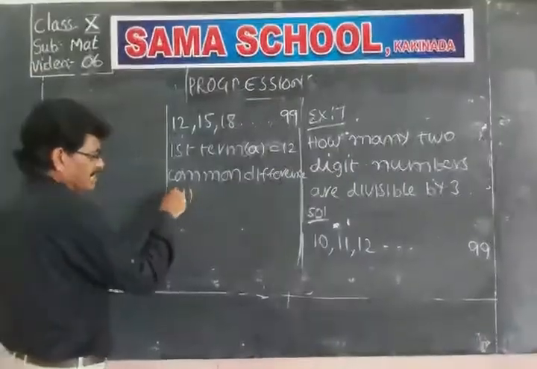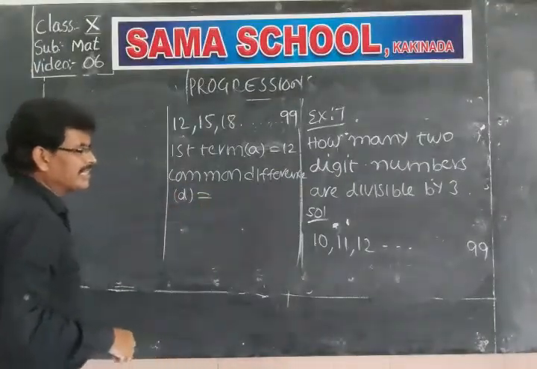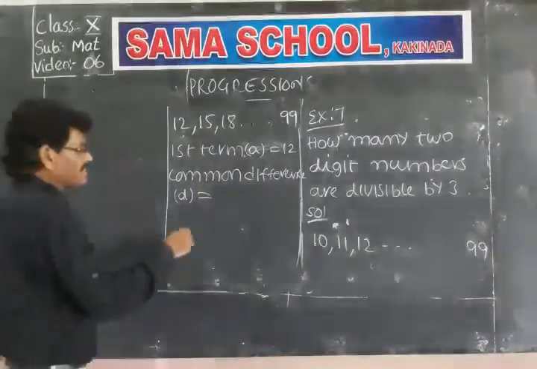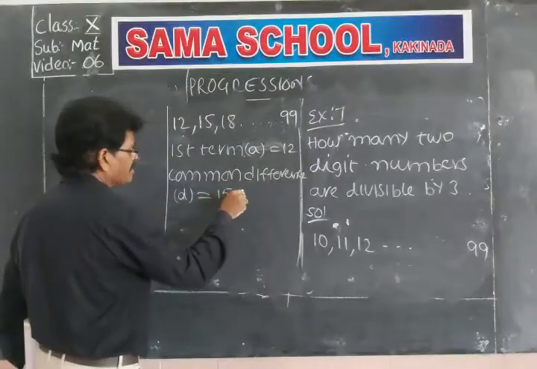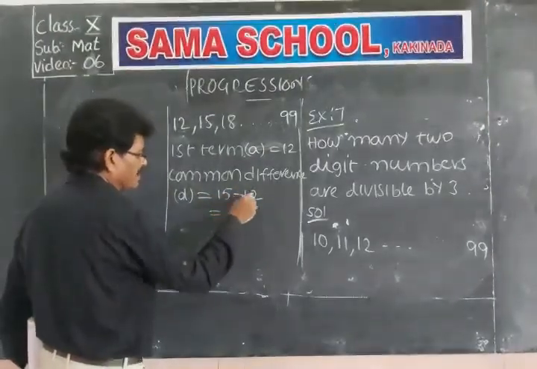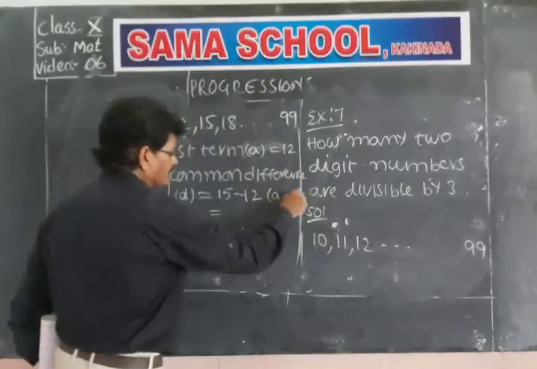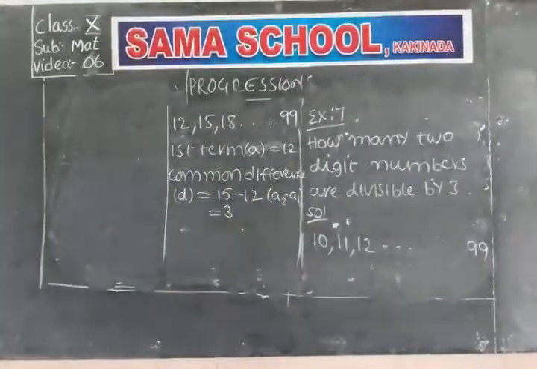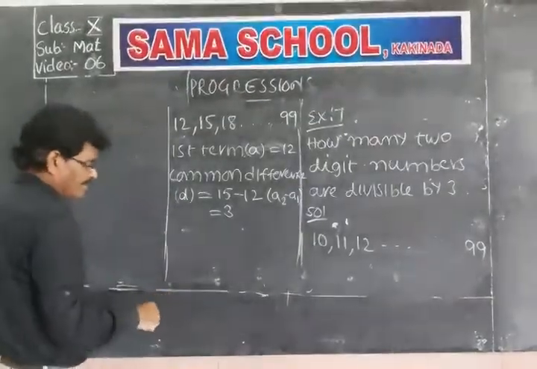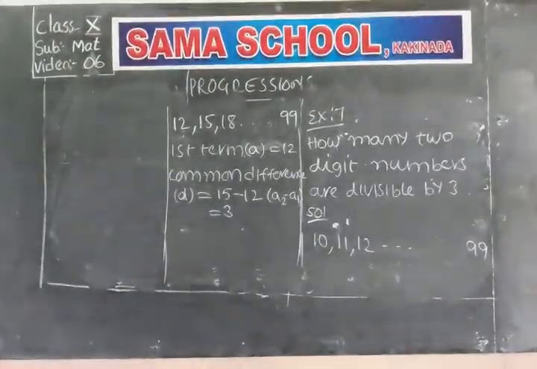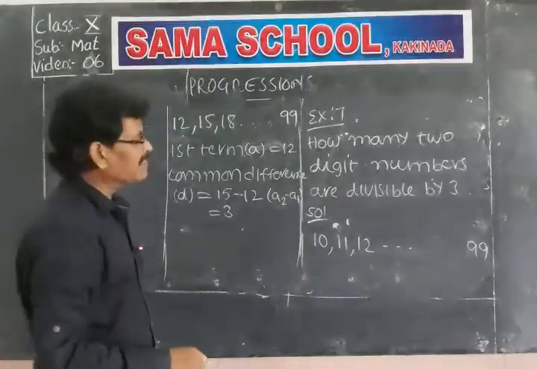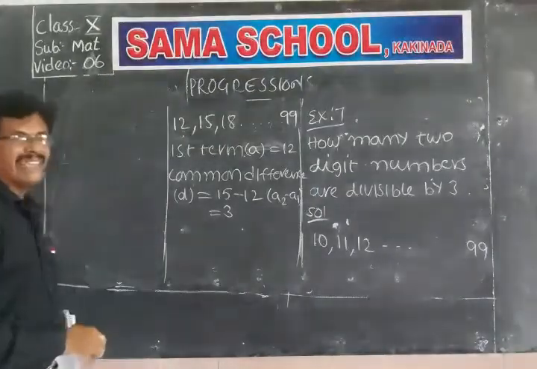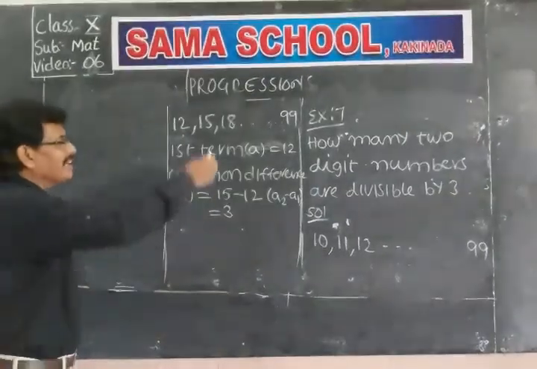Common difference, of course, these are the multiples of 3. Compulsorily 3 will be there, but let us follow the problem process. 15 minus 12, A2 minus A1 is equal to 3. Right, and here we can solve this problem in two ways, by taking AM directly, or the last term.